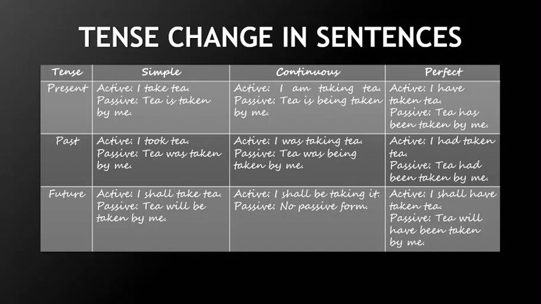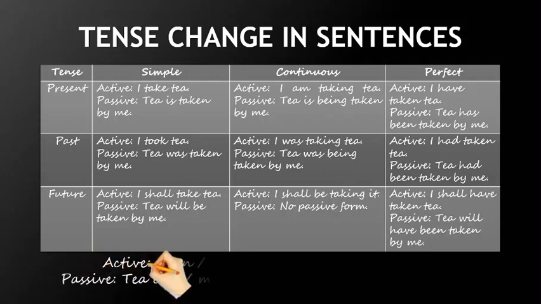I shall have taken tea. The passive would be tea will have been taken by me. Tea will have been taken by me. So this is how we change the voice in assertive sentences. As you can see, these are all examples of assertive sentences, not interrogative, neither imperative, optative, or any other kind of sentence. So let's limit our focus onto this.